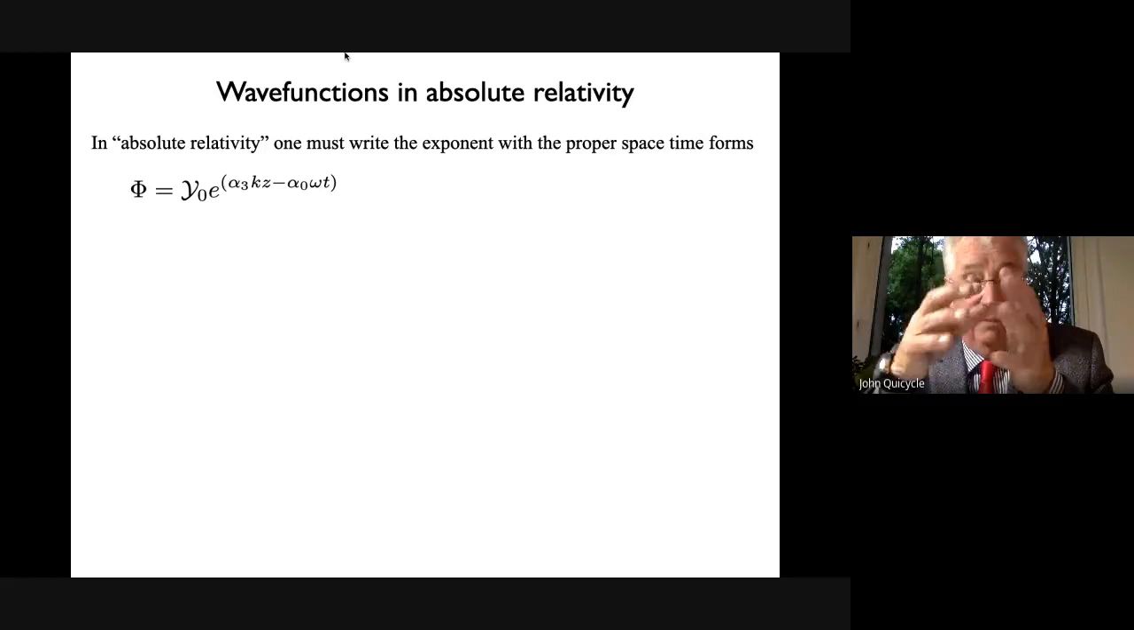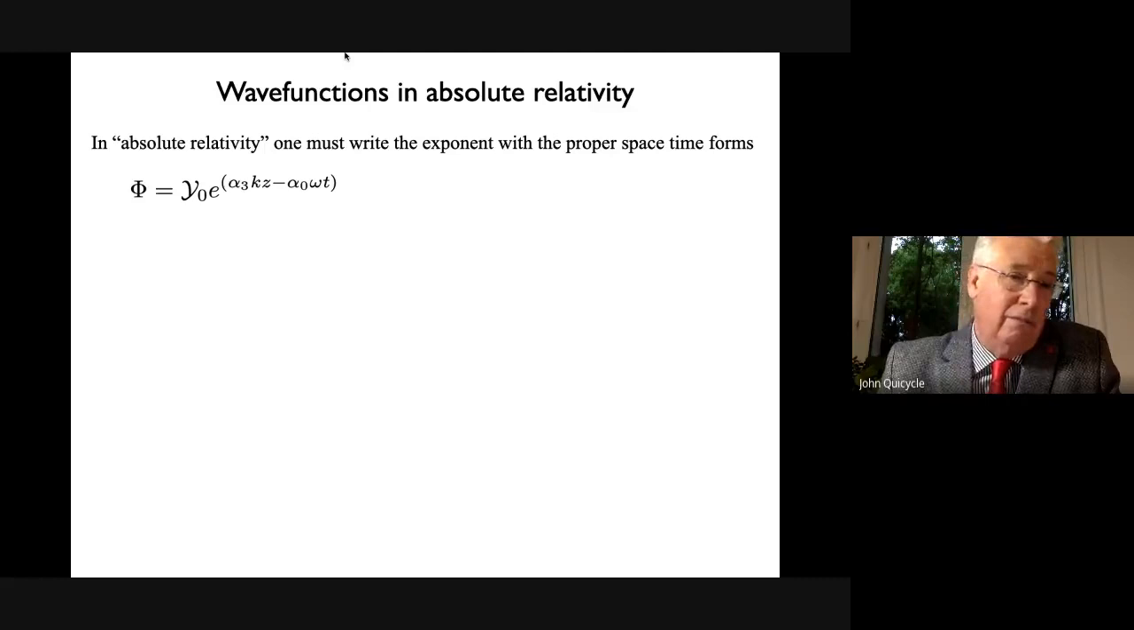So here we go. Here's an absolute relativity wave function. Phi is some vector, psi 0. Now that isn't necessarily just a scalar, it could be a whole multivector. But it's e to the power of what? Well, we're going to have the normal thing, kz minus omega t. But now the z is going to have an alpha 3, a gamma 3 then, in direct notation, associated with it. And the t is going to have an alpha 0 because they are their proper unit vectors.